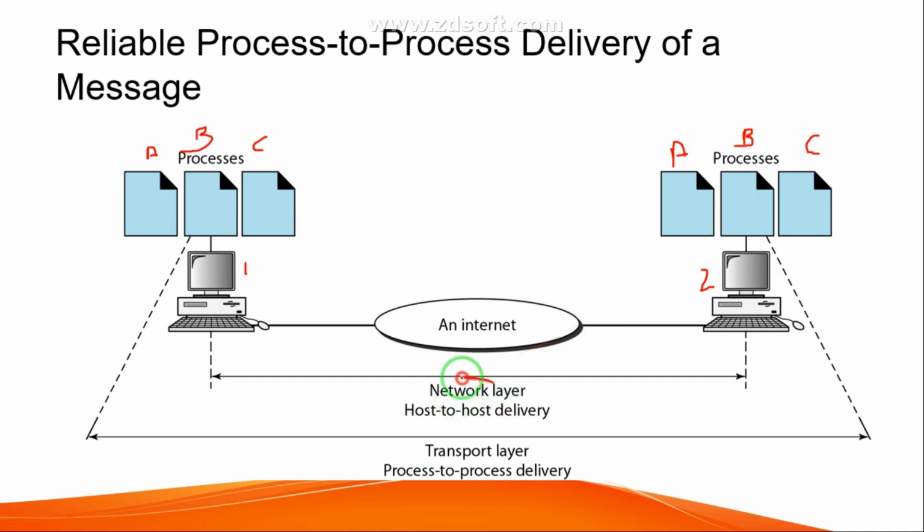The network layer is responsible for just host to host delivery, that station 1 data is received by station 2. But the transport layer is going to ensure process to process delivery. Which process on that particular computer is going to receive that data is ensured by this transport layer.